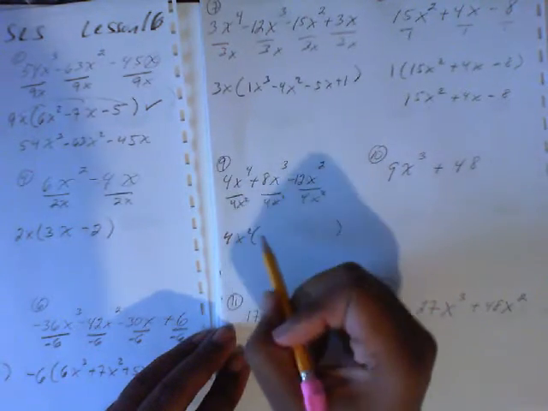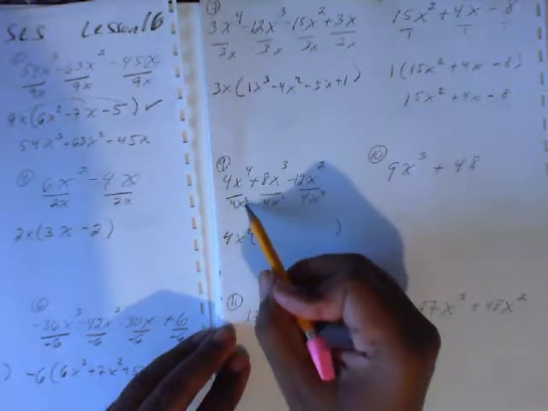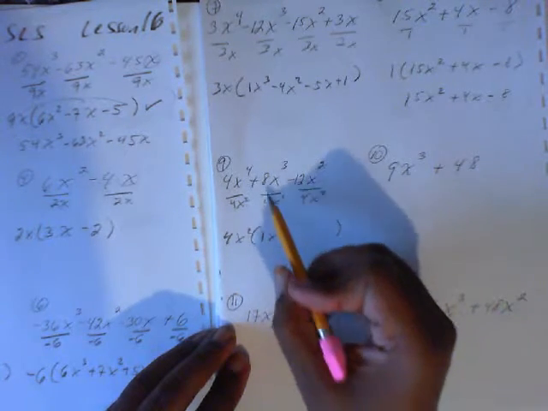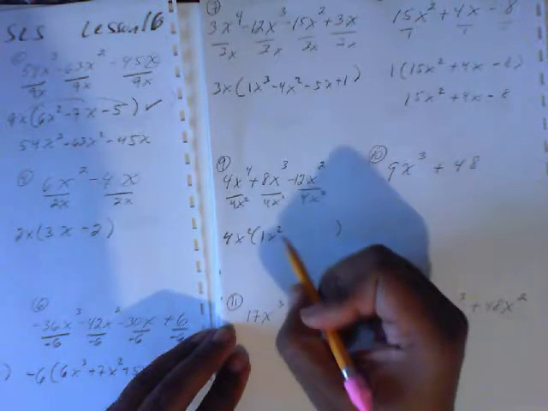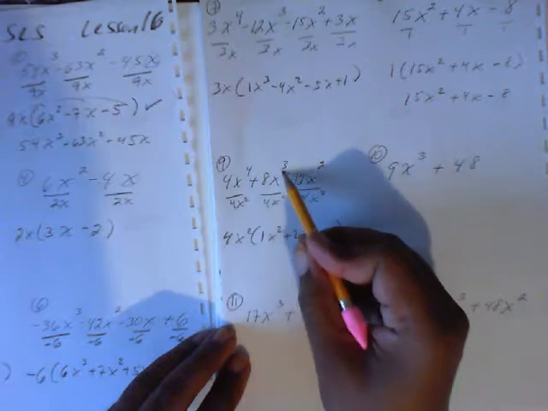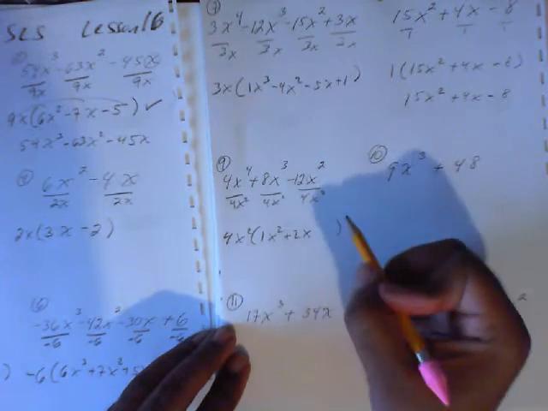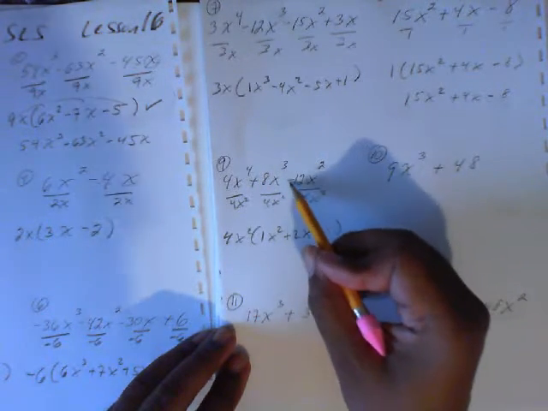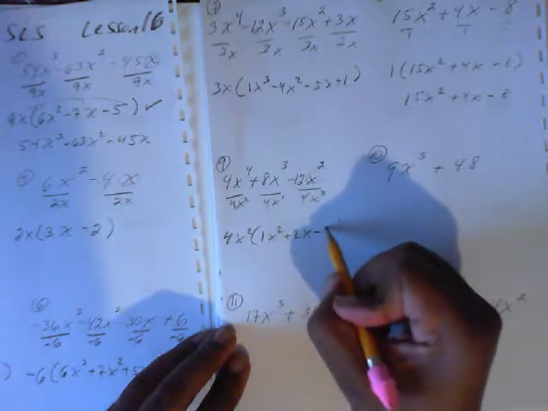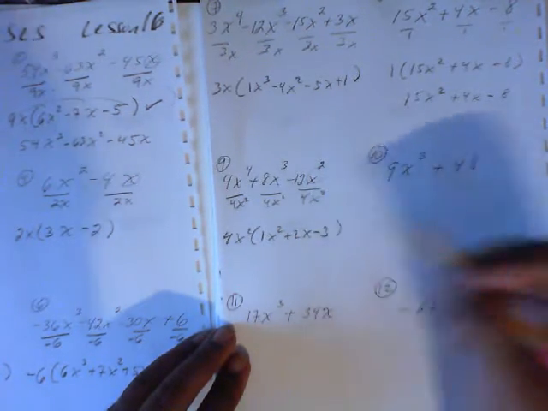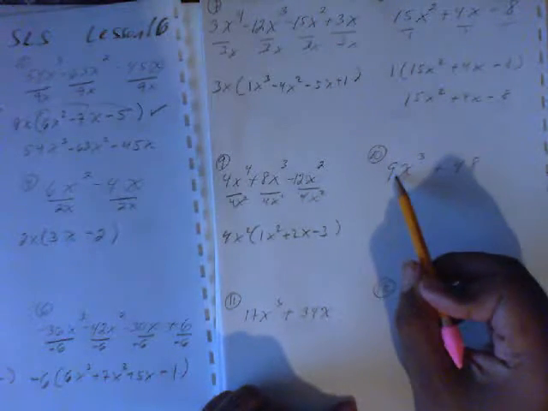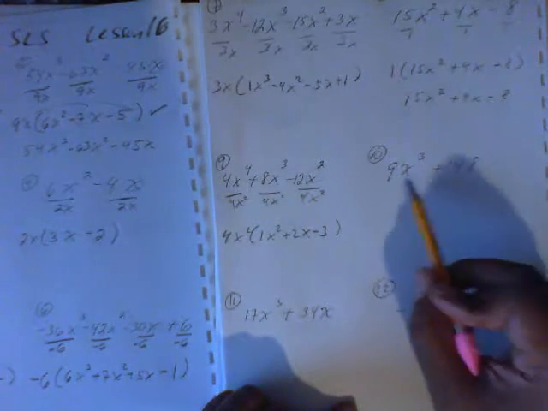And then 4 divided by 4 leaves 1. X to the fourth divided by x leaves x squared. Positive 8 divided by 4 leaves 2. X to the third power divided by x leaves x. And negative 12 divided by 4 is negative 3. And the x squares cancel. And we're finished.